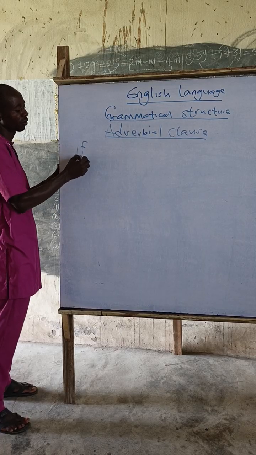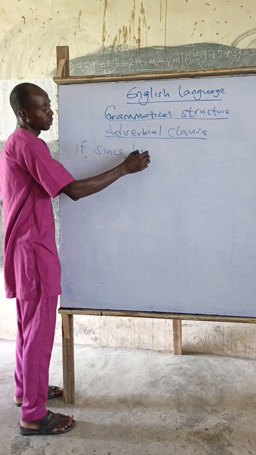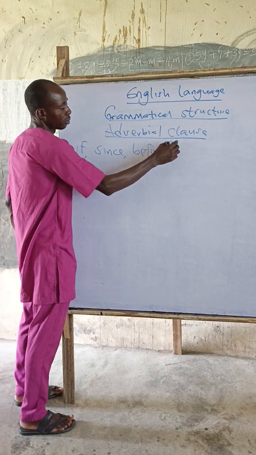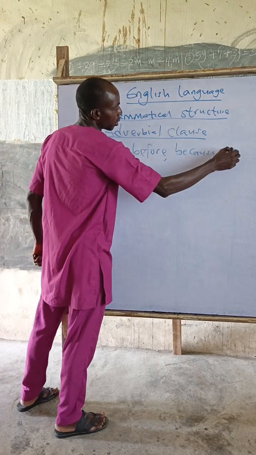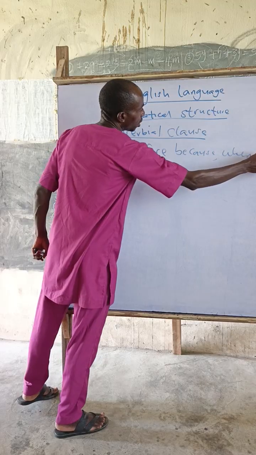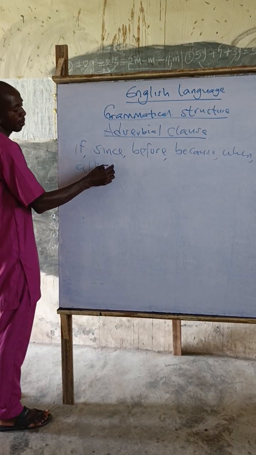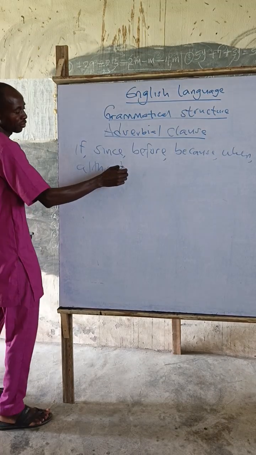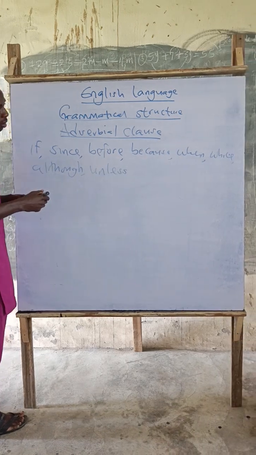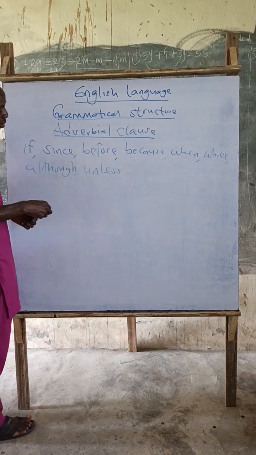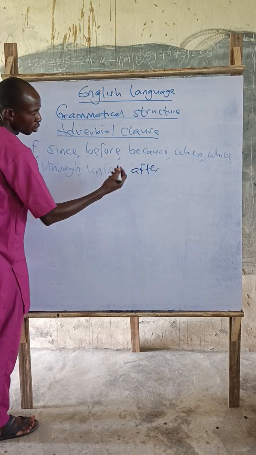You can start by having if, you have since, you have before, you have because, you have when, you have why, you have although, you have unless, etc. Even after can be part of it. So and so on. You have them like that.